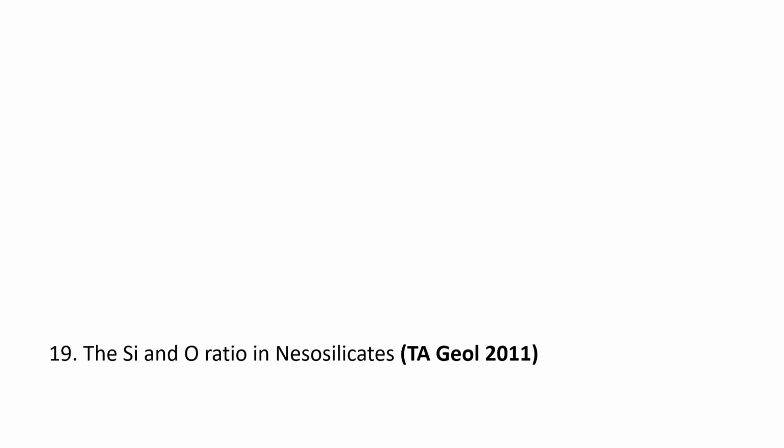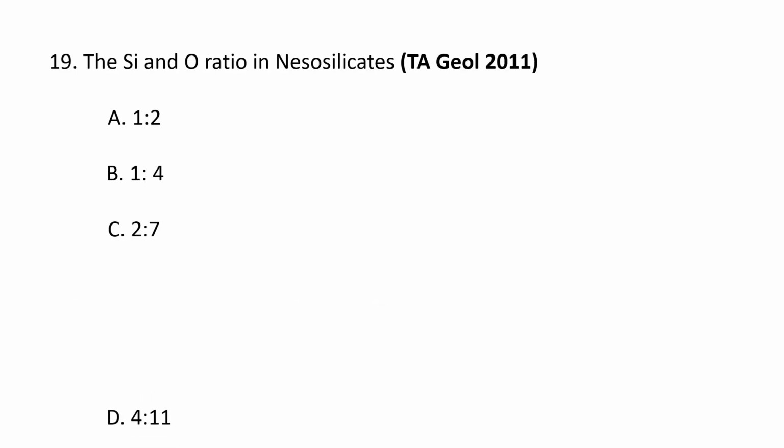Next question. The silicon-oxygen ratio in nesosilicates is A) 1:2, B) 1:4, C) 2:7, and D) 4:11. The silicon-oxygen ratio in nesosilicates is 1:4. Garnets, topaz, olivine, they have the nesosilicate structure.